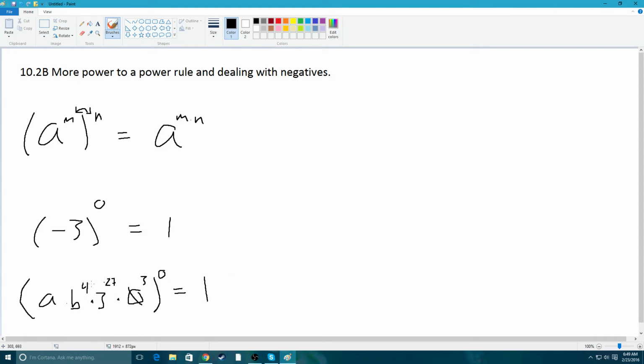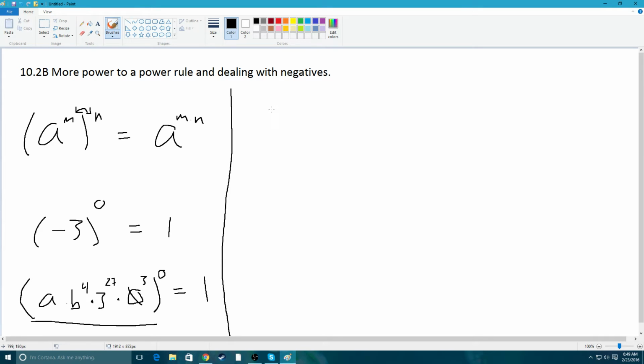Okay. The 0 affects this entire parentheses. Everything in here gets affected by that 0 exponent, and you get 1 for that answer. Okay, so we should be clear on that. If you guys don't believe why this happens, here's why. I'll tell you why anything to the 0 power equals 1.